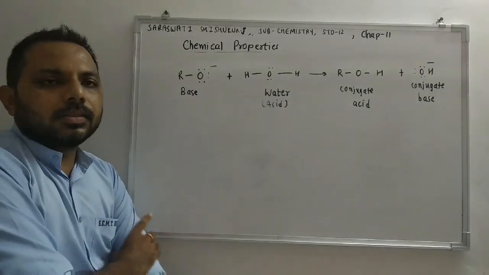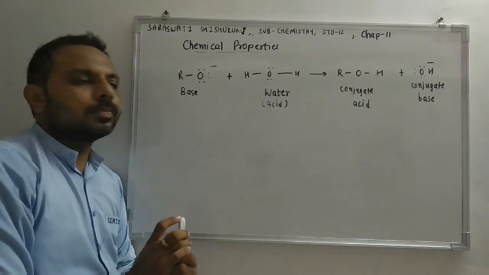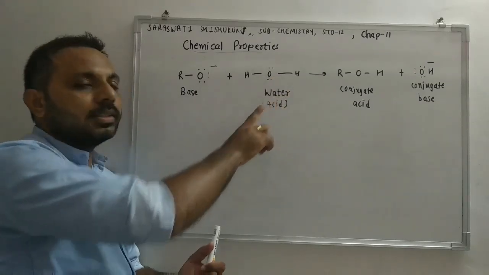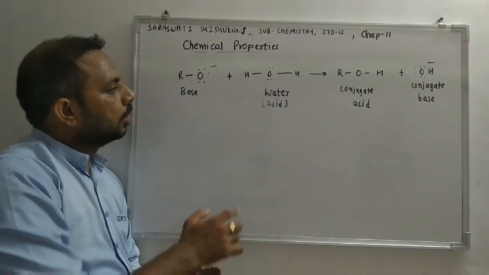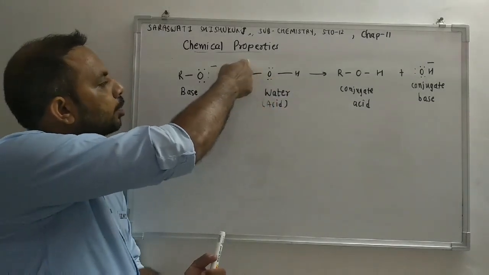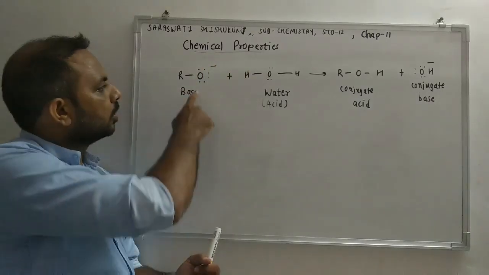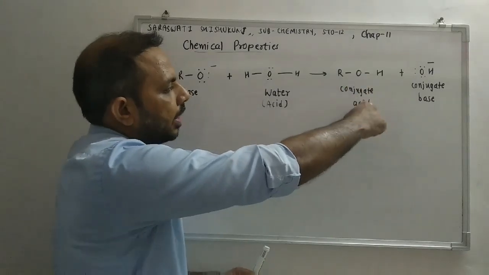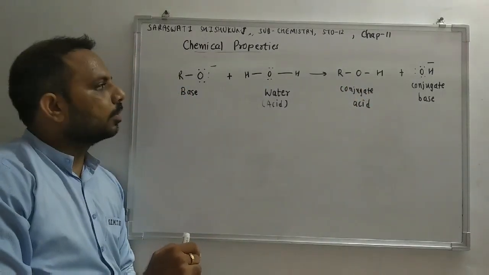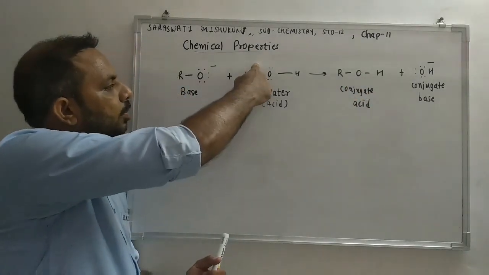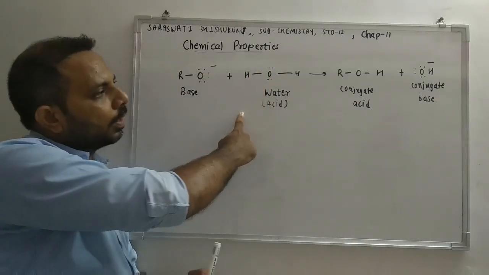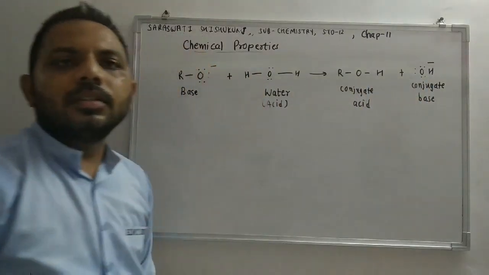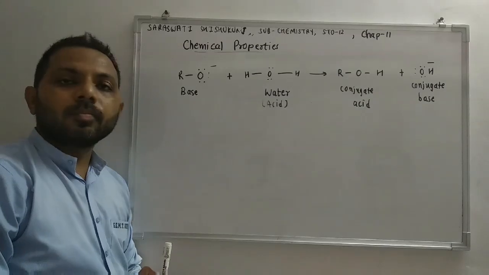So we have got a base. Alkoxide is a base. This is water. It is acting as an acid, right? So water is donating H plus to base. So this alkoxide is gaining H plus and it is forming alcohol, that is conjugate acid. Now since H plus is donated from this water, it will form OH minus, which is conjugate base.